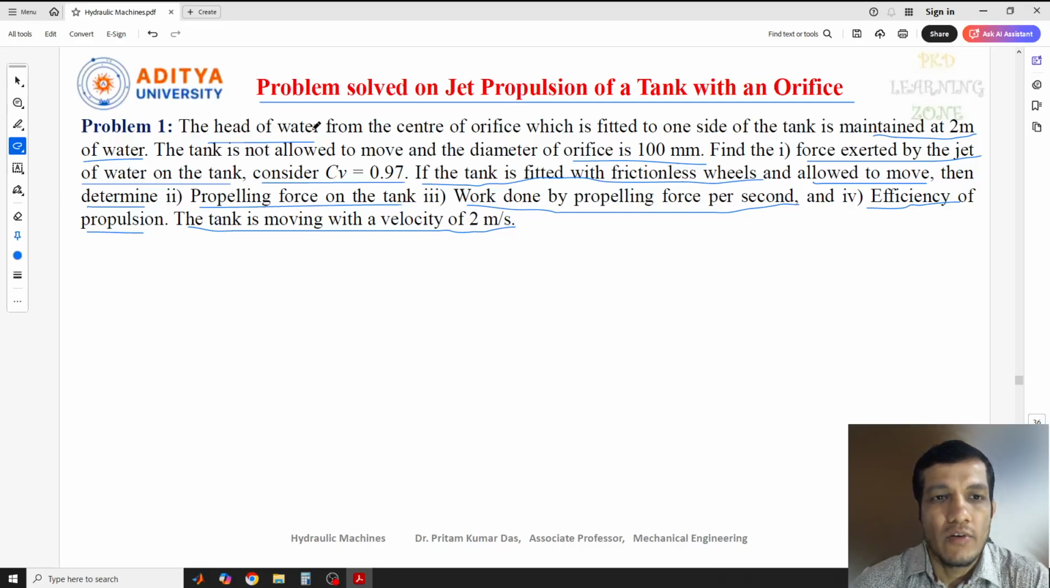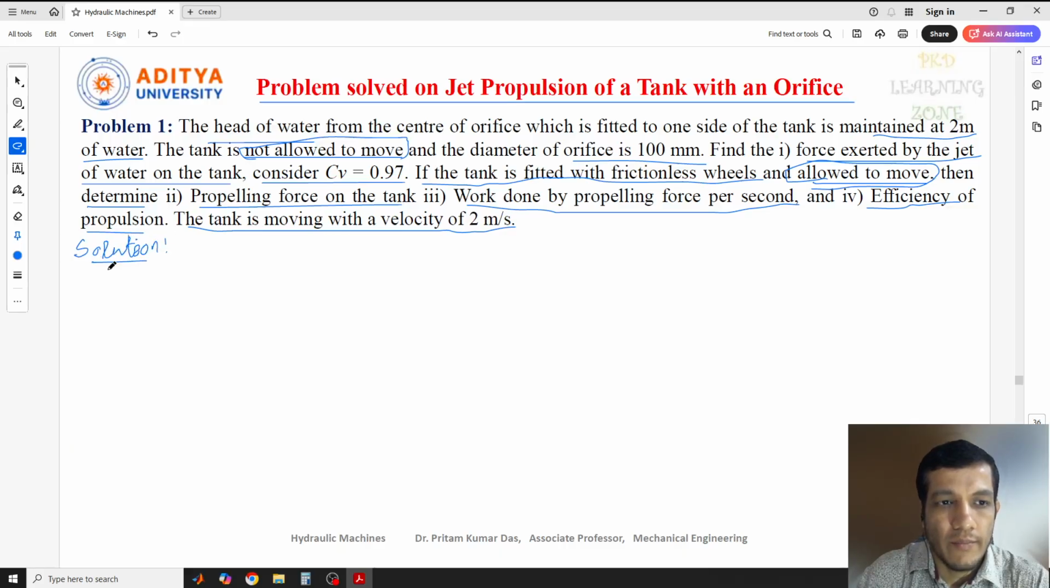I've taken this question from the book. We need to solve it for two conditions: when the tank is not allowed to move, and when the tank is allowed to move. For these two conditions, we need to find the force exerted by the jet of water on the tank, and the propelling force on the tank. Let's find out what data is given and how to find the answer. The concept is very simple. If you have seen the last theory lecture, you can easily do the problem.